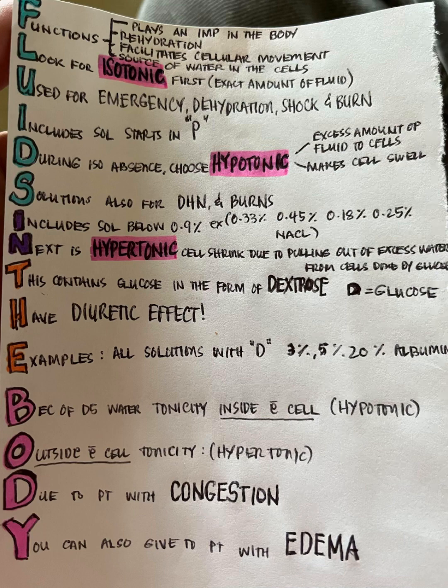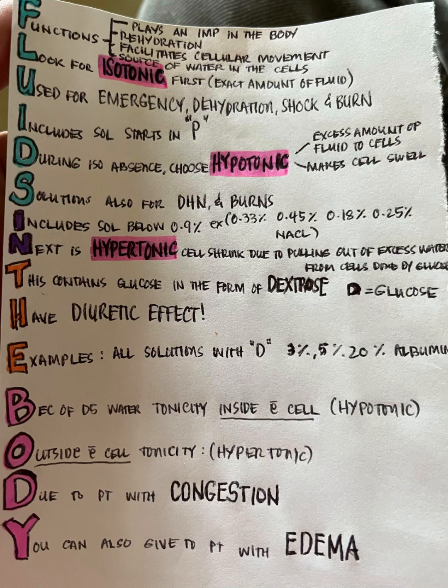For isotonic, this is the very first choice wherein it gives exact amount of fluid. This is commonly used during emergency, during dehydration, during shock, during burn. Ang example ni isotonic solution or fluid, those are the fluid that begins with letter P. Nandiyan yung PNSS, no? Yun yung common kinds of isotonic fluid.